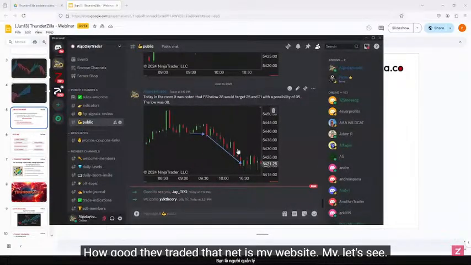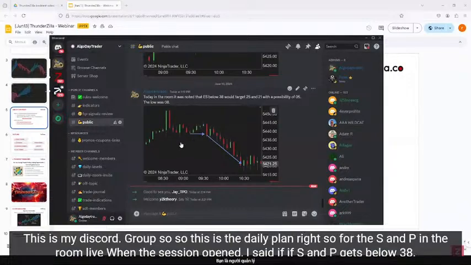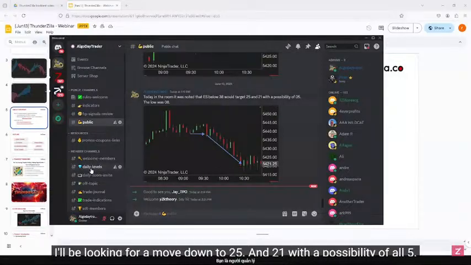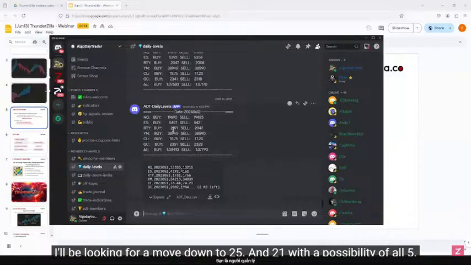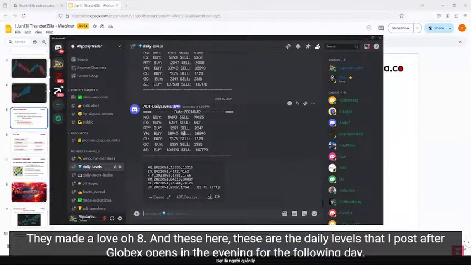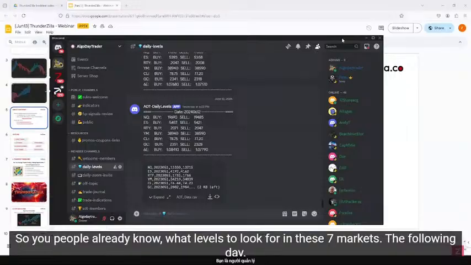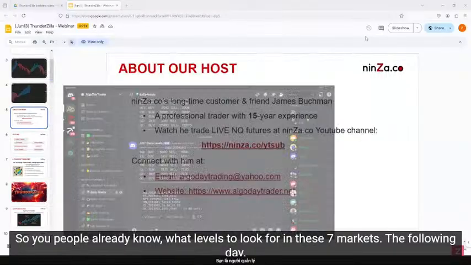This is my Discord group. So this is the daily plan, right? For the S&P in the room live, when the session opened, I said if the S&P gets below 38, I'll be looking for a move down to 25 and 21 with a possibility of 05. They made a low of 08. And these are the daily levels that I post after Globex opens in the evening for the following day, so people already know what levels to look for in these 7 markets the following day. So anyway, that's me.